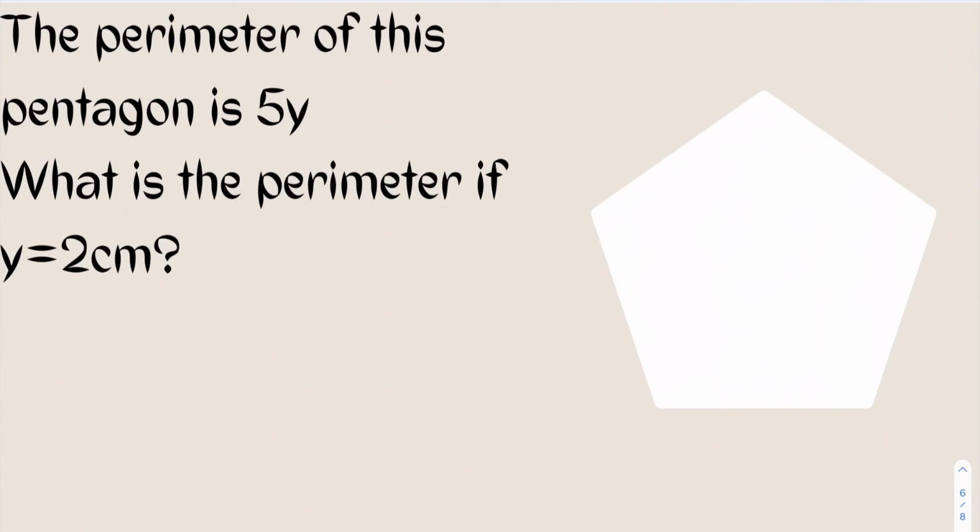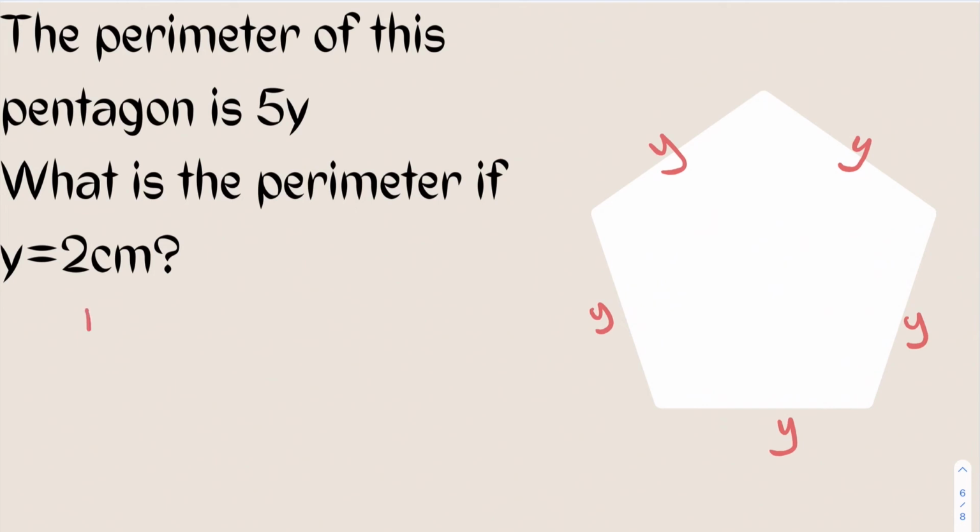Now for this question, we need to find the perimeter of the shape when they give us a value for y. So each of these sides has the length y, and it says the perimeter of this pentagon is 5y. So going all the way around the outside of the shape, we have to add up all the sides, and we end up with 5y. There's 5 y's there. And it's saying, what is the perimeter if y equals 2 centimeters?